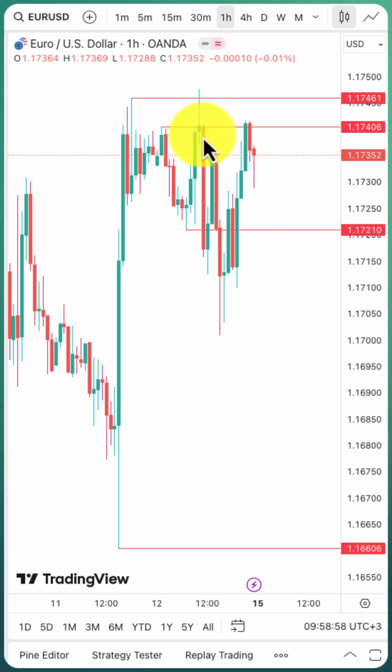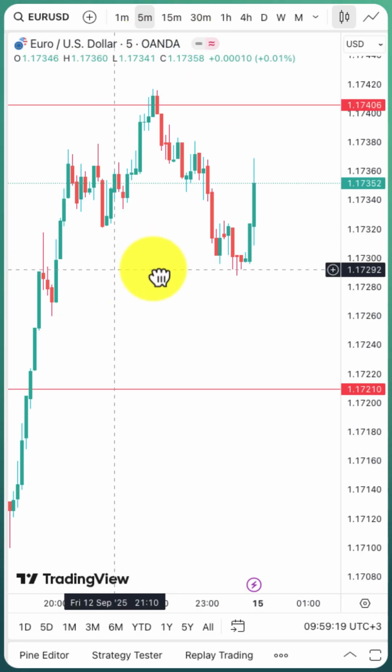It had a very small body and big wicks, and it took out the highs of the previous US session and the previous Asian session. This is the first hour in London time. Once I have this pattern, then I switch to the 5 minutes.